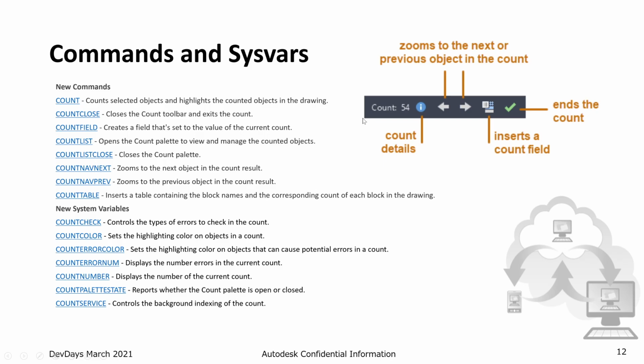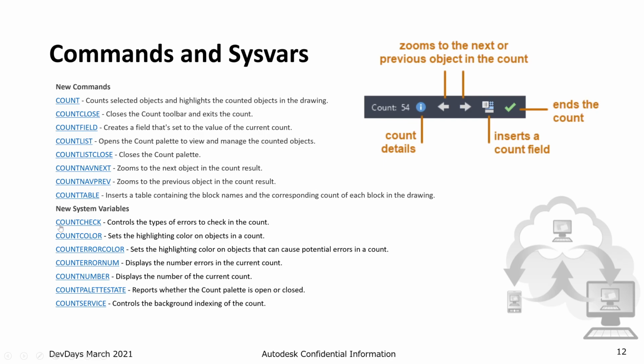When you click on the count, a palette is opened, and with these elements on it, when you select an object that you want to be counted, this gives a number of the instances that it has found, and this gives the details of count, and you can zoom to the next or previous object in the count. And this icon, when you click on this, it inserts a count field. When you click on the check mark, it ends the count.